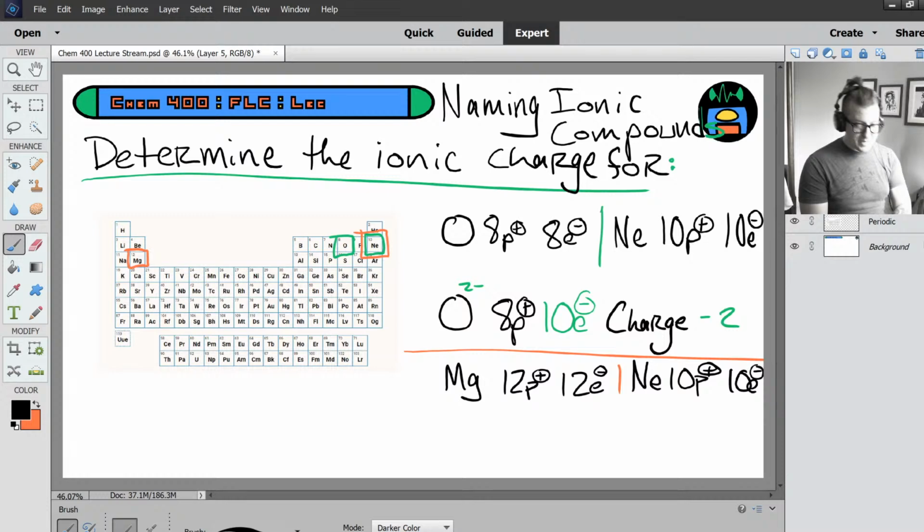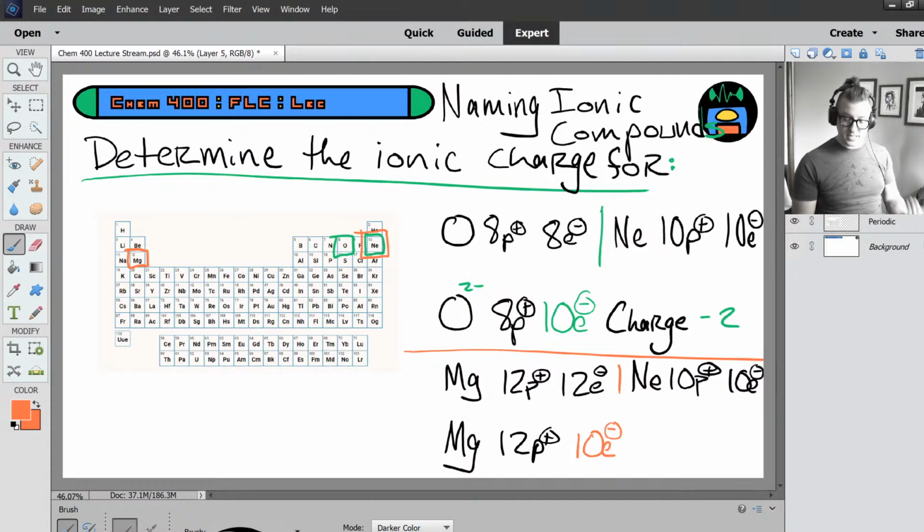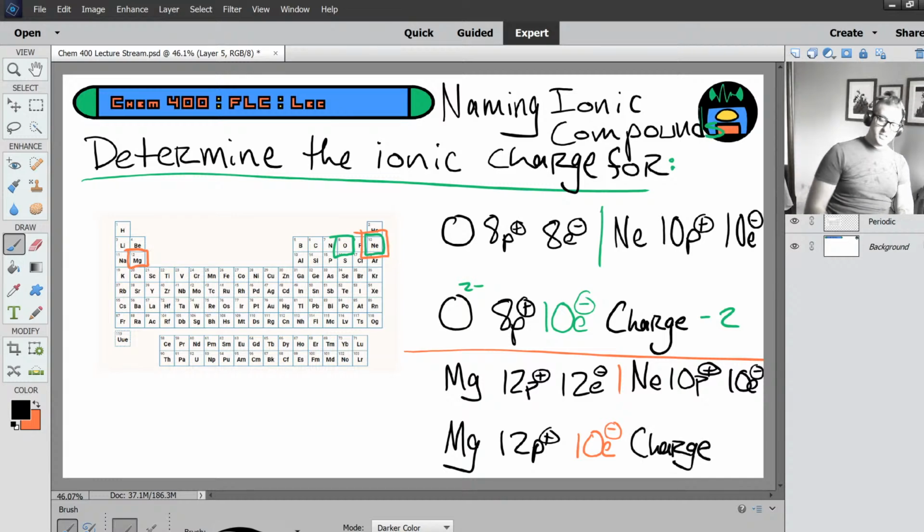Now, magnesium, when it becomes an ion, becomes an ion because it wants to be as stable as neon. Magnesium can't change its proton count because that's what makes it magnesium, but it can lose electrons so that it has the same electron count as its nearest noble gas. After it's lost 2 electrons, magnesium has 12 positive charges in its nucleus, but now only has 10 negative charges orbiting the nucleus. So it will have a net charge of +2. So magnesium cations have a charge of +2.